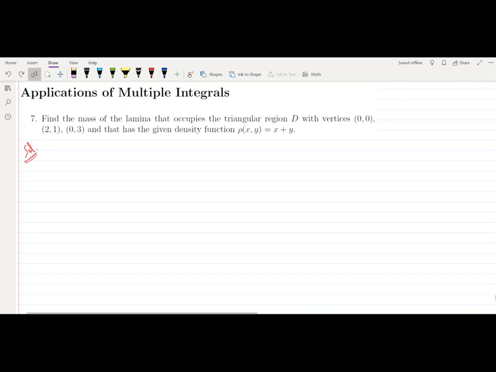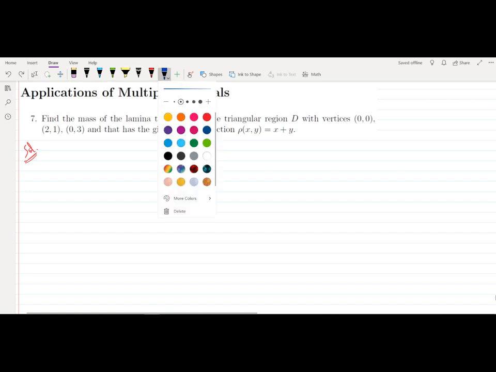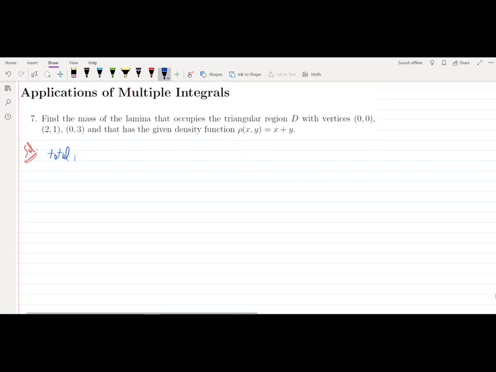Now we move to applications of multiple integrals. In problem number 7, find the mass of the lamina that occupies the triangular region D with vertices (0,0), (2,1), (0,3), and that has the given density function rho of x and y, which is equal to x plus y. First of all, from the previous tutorial of double integral, we learned together that the total mass equals the double integral over region D of the density function, rho of x and y, dA.